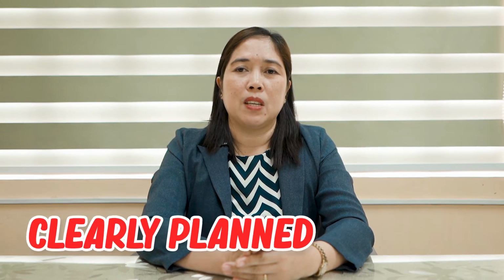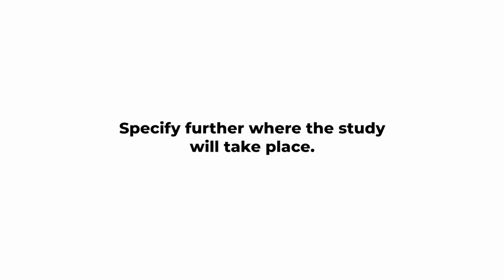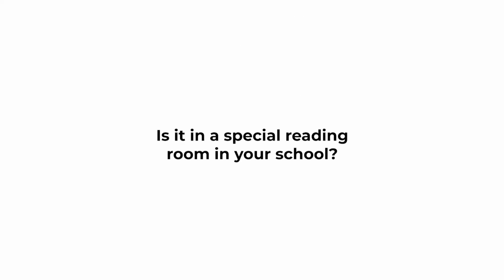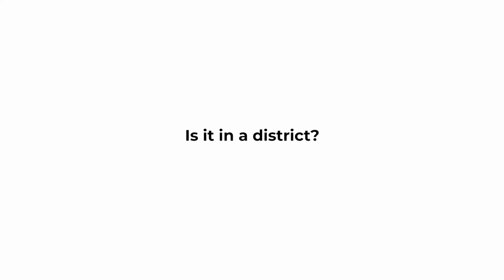The sequence of action as well as a timeline should be clearly planned. Specify further where the study will take place. Is it in your classroom, in a reading lab, in a special reading room in your school, or in the district? And now another part of your action research methodology is the data gathering methods.